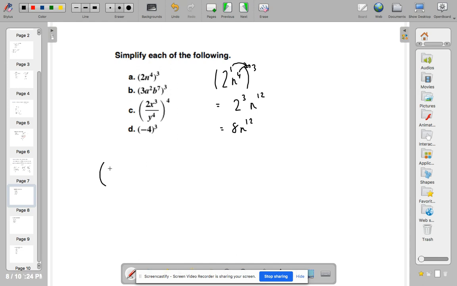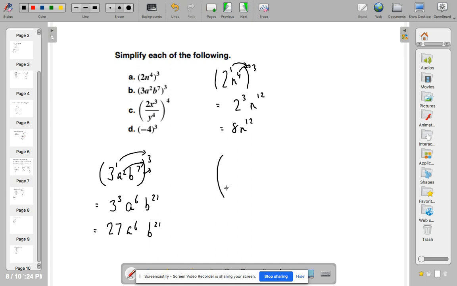Question B, we've got 3a squared b to the power of 7 raised to the power of 3. Once again, I'm going to put a 1 there, 3 to the power of 1. So then I multiply the indices. 3 to the power of 1 times 3 is 3. A to the power of 2 times 3 is 6. B to the power of 7 times 3 is 21. And once again, with the 3 to the power of 3, I can make that a number. 3 times 3 times 3, 27. A to the power of 6, B to the power of 21.